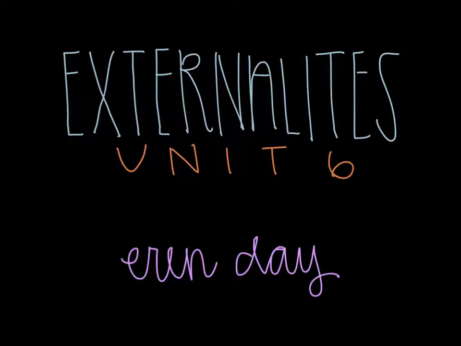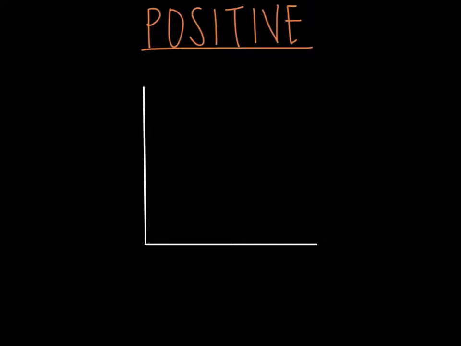My Unit 6 graph is going to be about both positive and negative externalities. In economics, an externality is the cost or benefit that affects a party who did not choose to incur that cost or benefit. First, we're going to graph a positive externality. Positive externalities occur when the consumption or the production of a good causes a benefit to a third party.